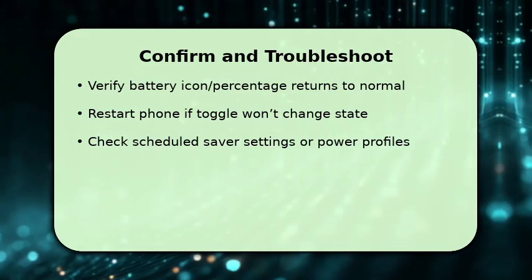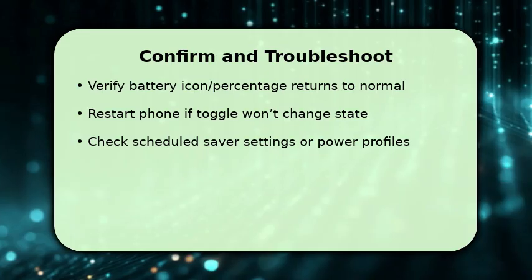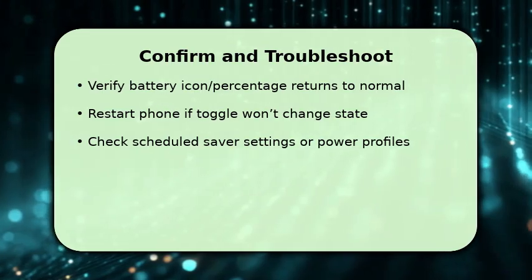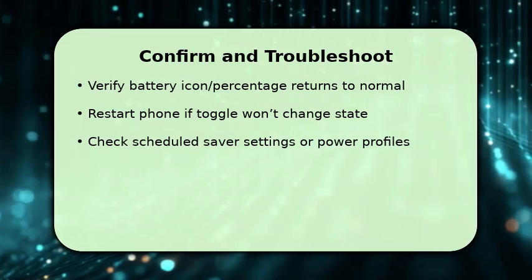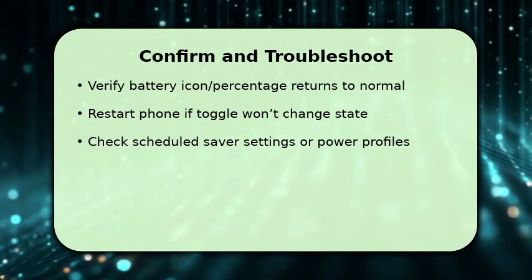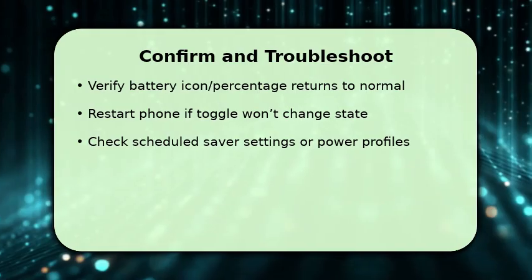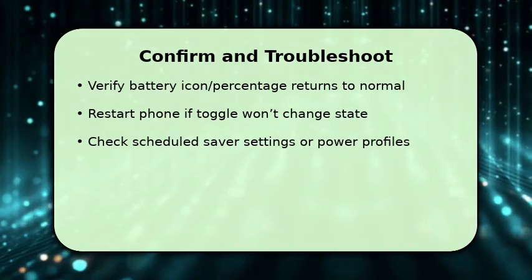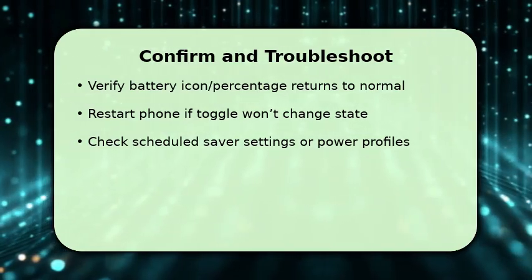Also check if a scheduled saver or power profile re-enables the mode and disable schedules if needed. If problems persist, check for system updates or consult support for device-specific bugs. Otherwise, your phone will now run at regular performance until you manually re-enable saver mode.